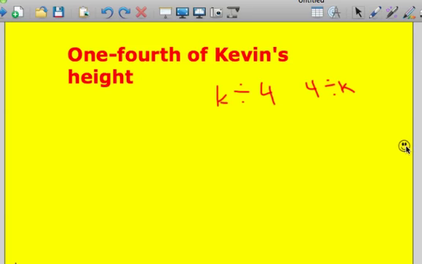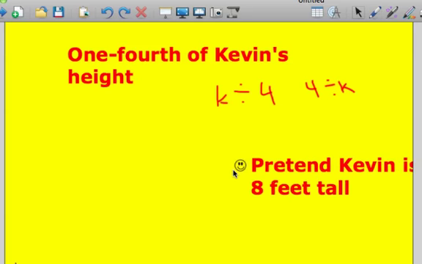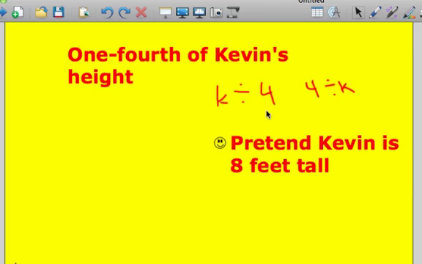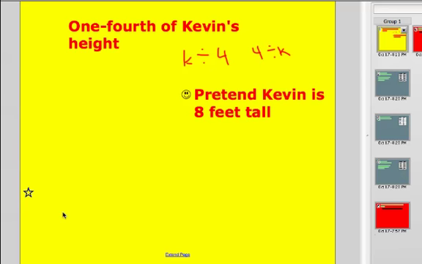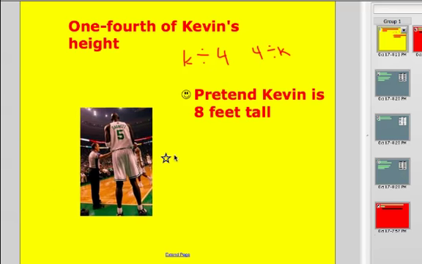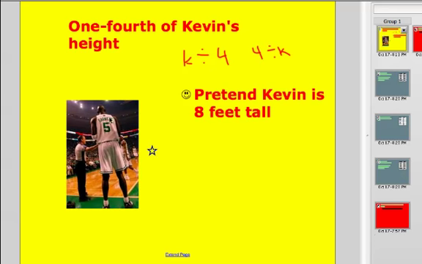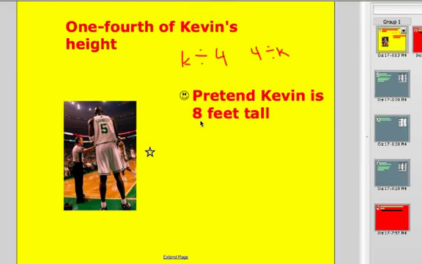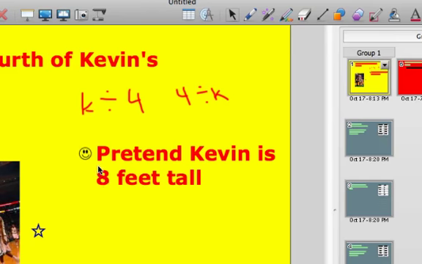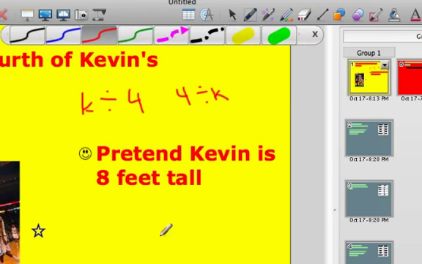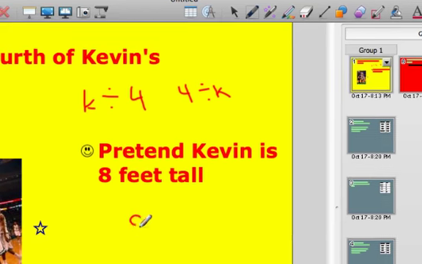What I tell them to do, one piece of advice, is to pretend Kevin is 8 feet tall. So he's not really 8 feet tall, but let's say he was. And so here's our friend Kevin. So he's really tall. This Kevin is actually really 7 feet tall. But 8's a good number to use because if we're dividing, we want it to come out even. It's just quicker to do in your head. So we're pretending he's 8 feet tall. And so we start with 8.